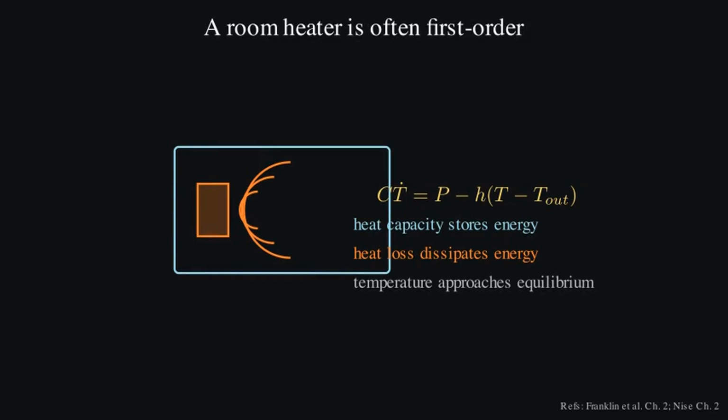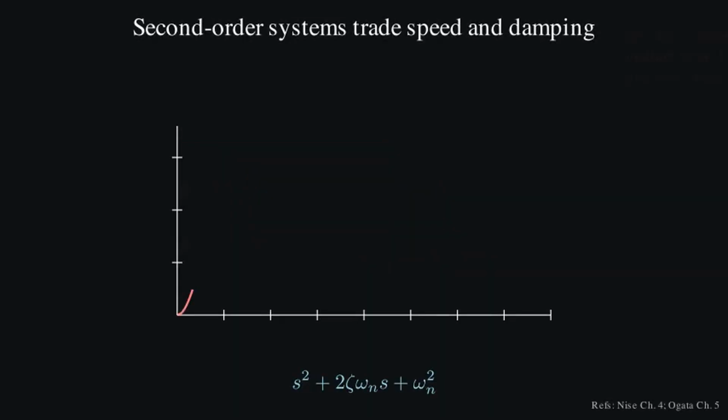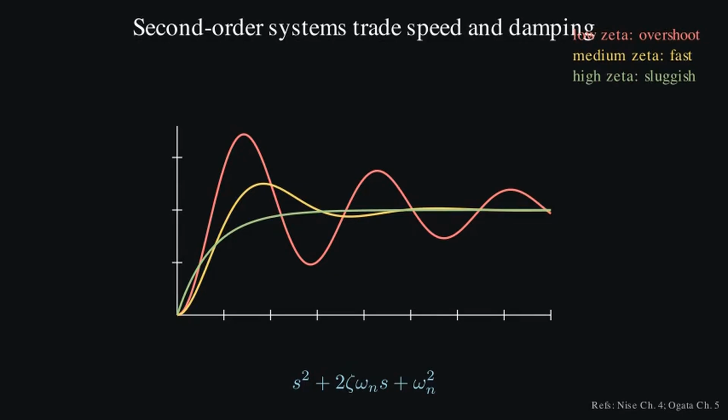A room heater is a first-order intuition pump. The room temperature does not jump when power is applied. Heat capacity stores energy, heat loss removes energy, and temperature approaches equilibrium gradually. If you make the controller impatient compared with the room's time constant, the controller will fight physics instead of using it.